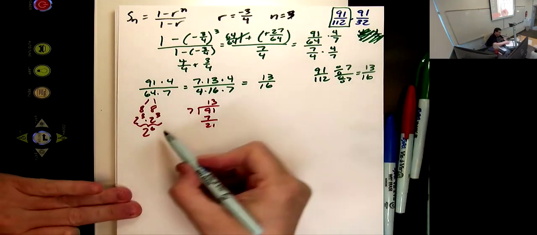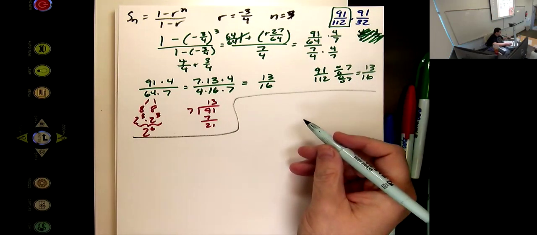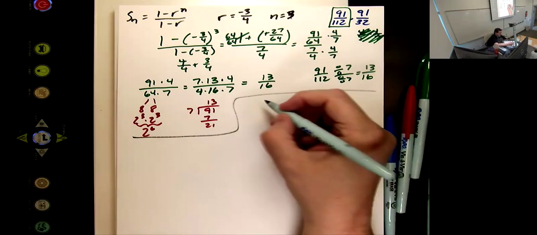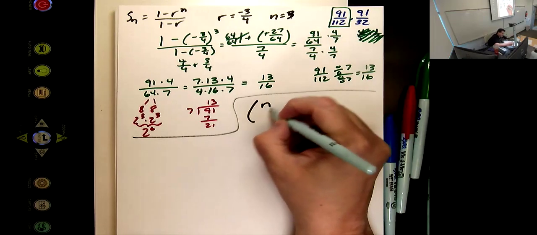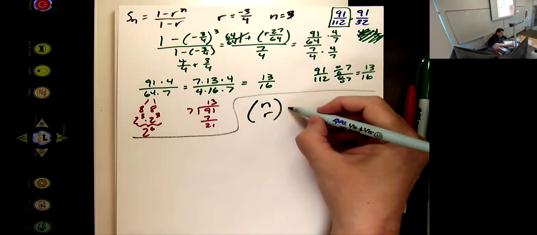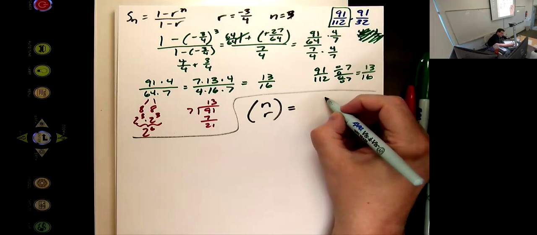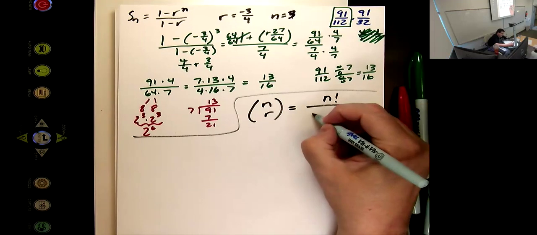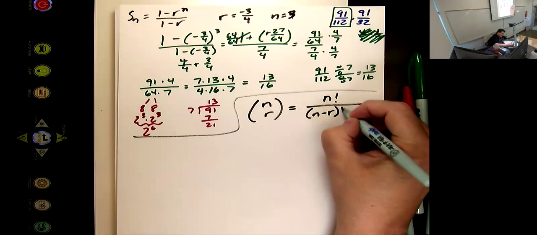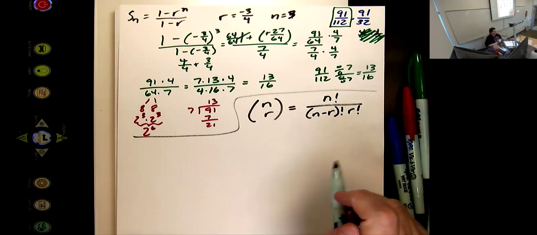Alright, so that was some fun there. Another one that you're going to love. It comes in parentheses like that, with n like that, and r like that. This is n factorial over n minus r factorial times r factorial on the bottom.